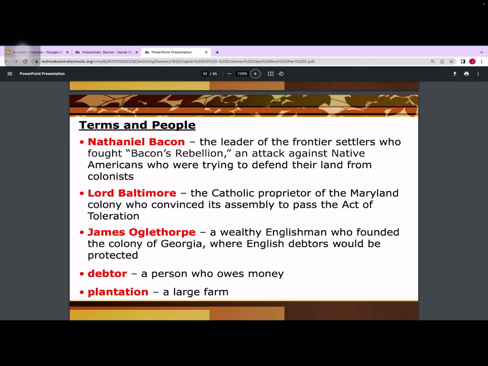James Oglethorpe, from England, invites people over to Georgia, the state of Georgia. Has anybody ever been to Georgia? It's okay if you haven't been to Georgia.